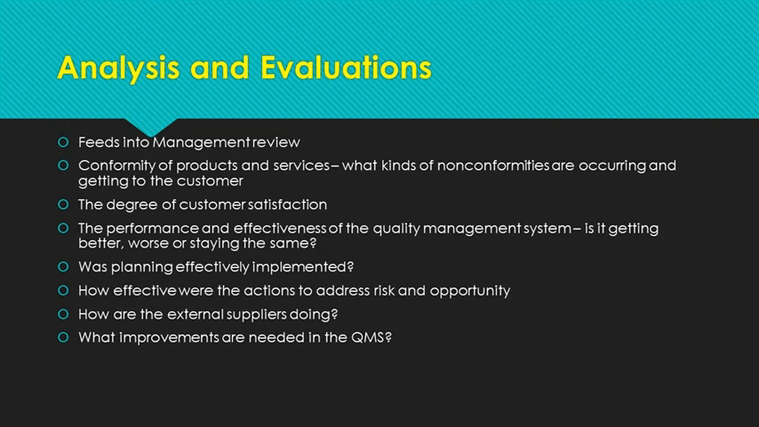All right, so analysis and evaluation. While Section 9.1.3 does not ask for a review of trends, it will be required for the management review. It is beneficial to compare Section 9.1.3 with 9.3, management review. They are very similar. The organization should provide data, not just information, remember, data, on conformity of products and services. What kinds of nonconformances are occurring, and are they getting to the customer? The degree of customer satisfaction, the performance and effectiveness of the quality management system. Is it getting better, worse, staying the same?